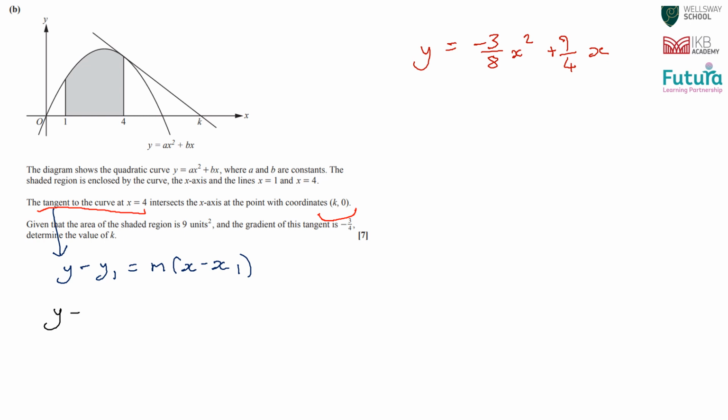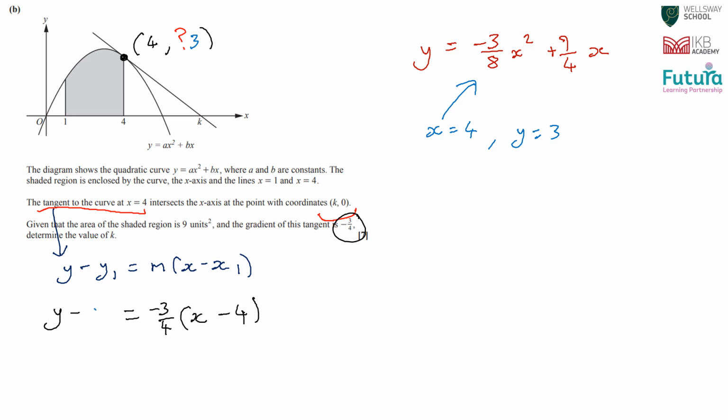So with that, the bits of this that we know: it's going to be y minus, we'll leave that blank for the moment. We know the gradient is minus 3/4, and it's going to be x minus 4, because it's this point just here that we know the x coordinate is 4. The problem is that we don't know this y coordinate, but we can find it reasonably straightforwardly by substituting x equals 4 into this expression up here. Let me just check what you get. We get 3. So x equals 4, y equals 3. So this is 3, this is 3, like that.